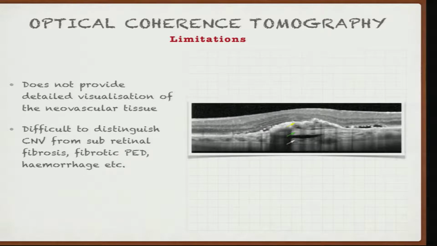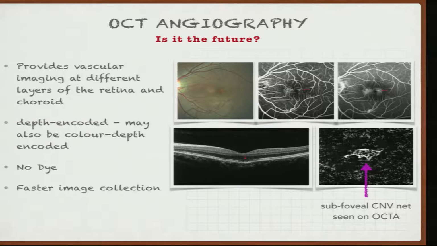OCT also has limitations. It doesn't provide a detailed visualization of neovascular tissue, and it's very difficult to distinguish between CNV, subretinal fibrosis, fibrotic PEDs, and so on. So OCT angiography, are we moving towards the future?